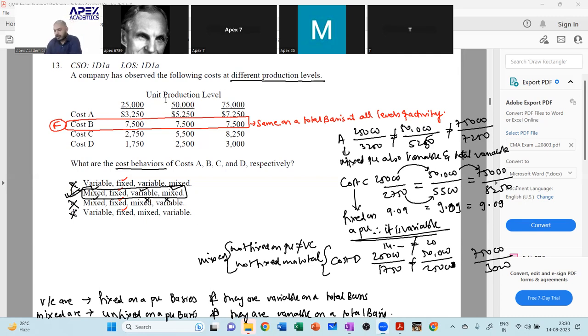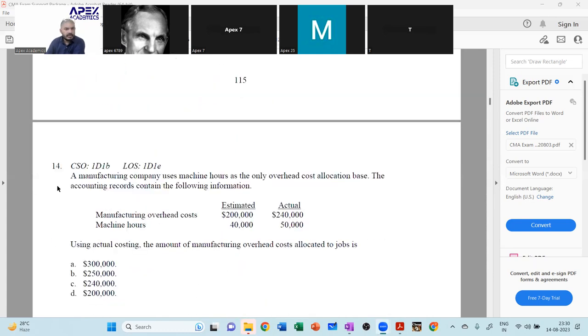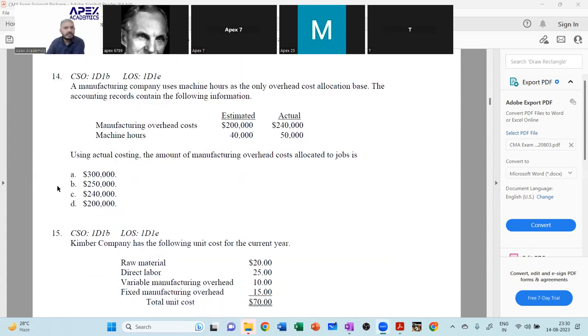Fair enough. That was question number 13. Question number 14. Simple question. Because now you know what is actual costing, you know what is normal costing, you know what is standard costing. A manufacturing company uses machine hours as the only overhead allocation basis. Now they are using machine hours. Okay, they are not using labor hours. The accounting records contain the following information.